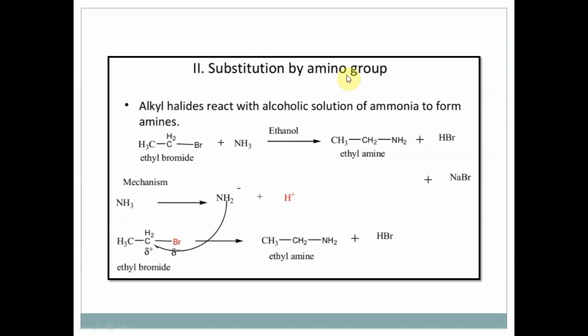Now substitution by amino groups. Alkyl halide reacts with alcoholic solution of ammonia to form amine. Ethyl bromide reacts with ammonia in ethanol to give ethylamine. Mechanism: NH3 nucleophile is present here. This nucleophile attacks this carbon because we know this is partially polarized. Carbon has partial positive charge, or after breaking the carbon bromide bond, carbocation is formed. So this nucleophile attacks here and we get ethylamine and HBr.